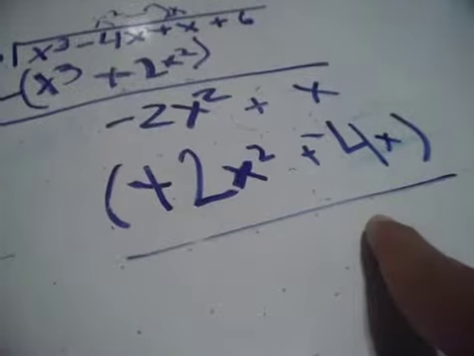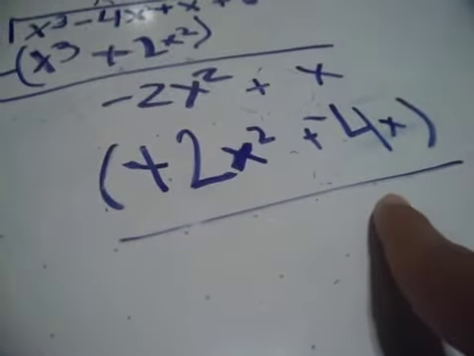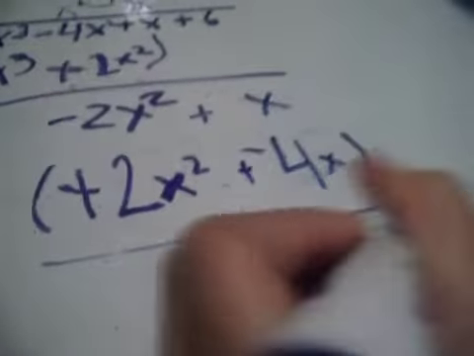Now this over here is what? Negative 3x. There you go, look at them. There they are. Negative 3x. So yeah, put negative 3x.